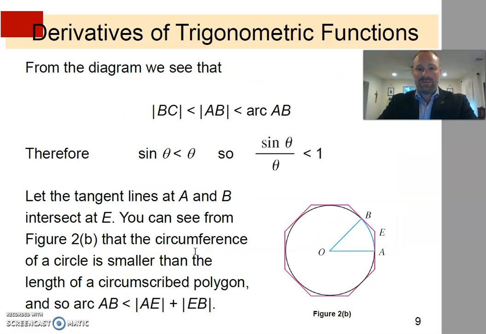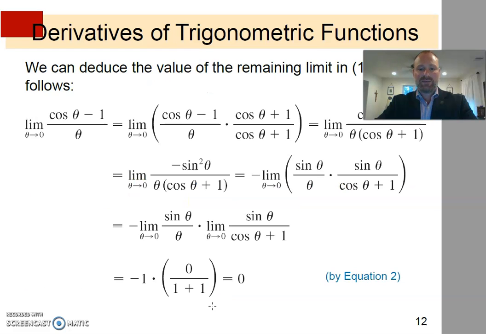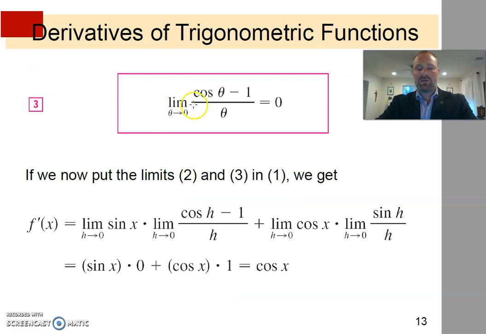Some other proofs that we have going on here too. We can take a look at the tangent lines of a circle, and we can see that the length of the circumscribed polygon is as follows. So arc AB is less than the absolute value of AE plus the absolute value of EB. So what I want to move towards right now is some of these functions that are important for us to know. These are things that we want to keep in our notes, and we want to apply them to the different limit questions that we have.